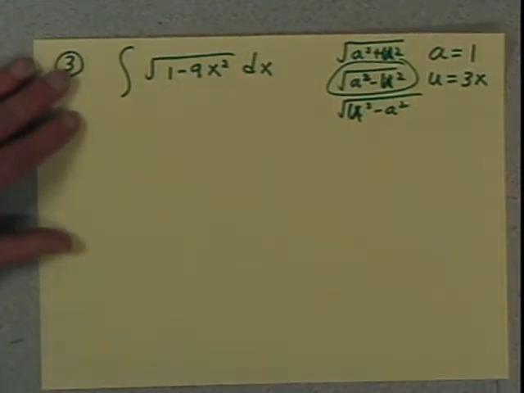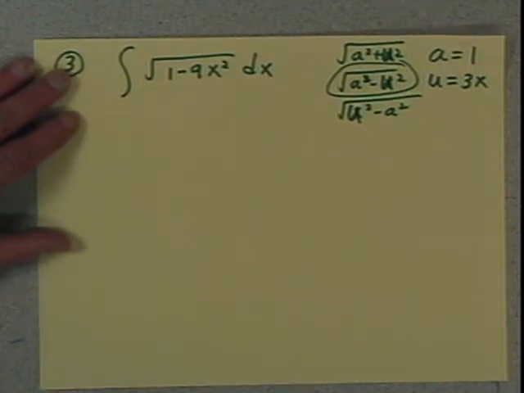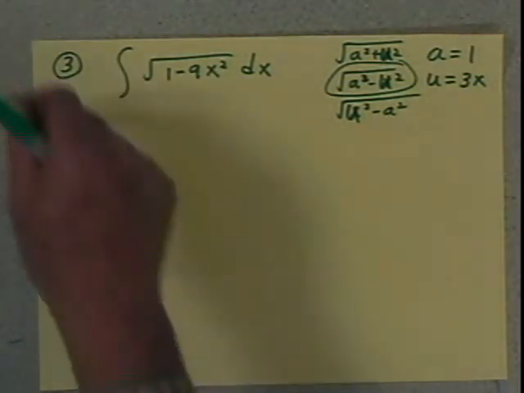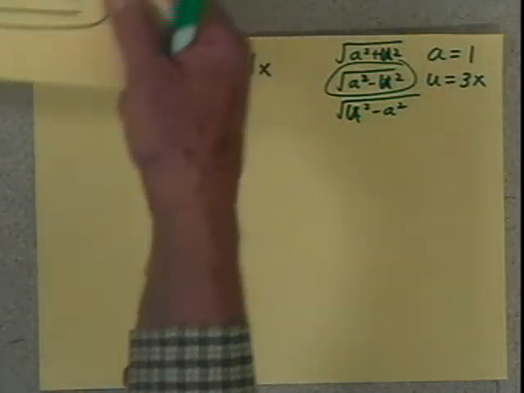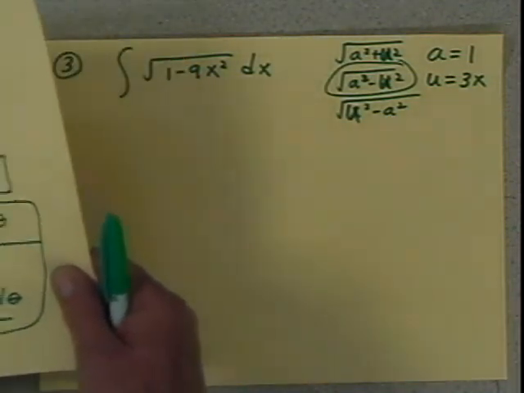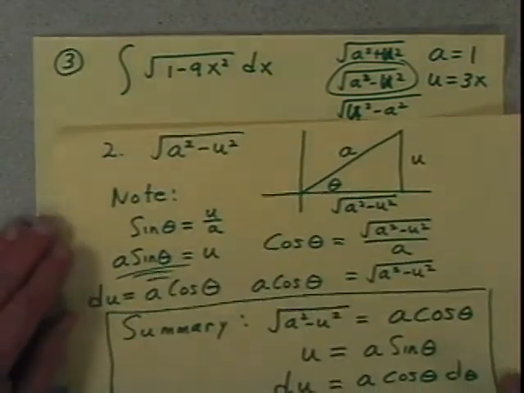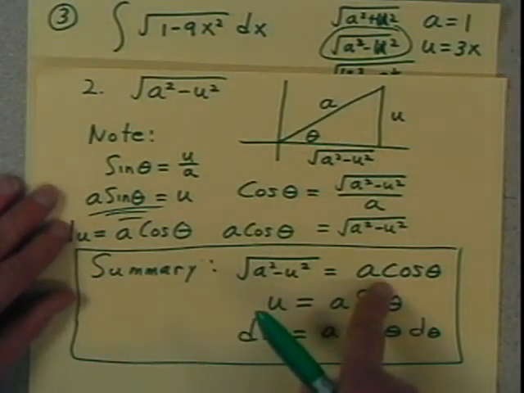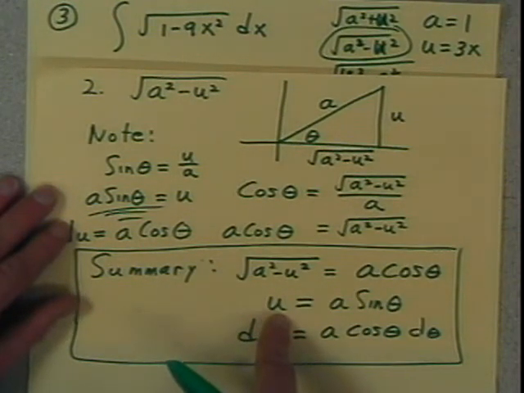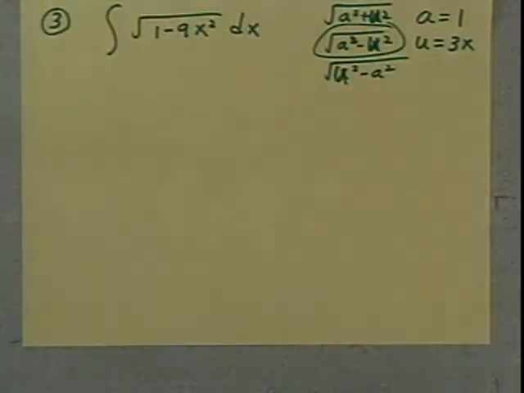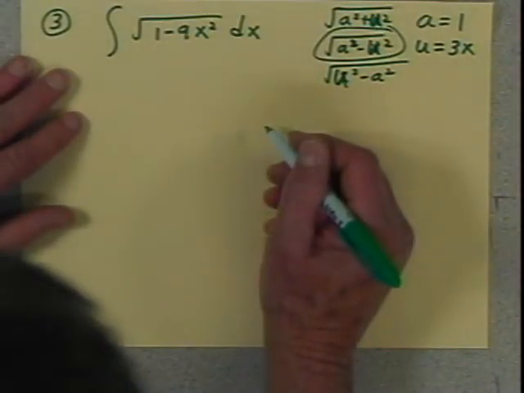All right. So if I let A equal 1 and U equal 3x, then I do have a combo of A squared minus U squared. Okay, I gotta find that one. Let me see. Here he is. Here's the old a squared minus u squared combo. And the radical becomes a cosine theta, the u becomes a sine theta, and the du, a cosine theta d theta. Okay, hoping you can remember that. We'll convert it to this problem.